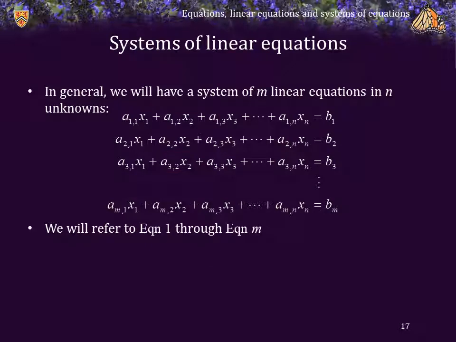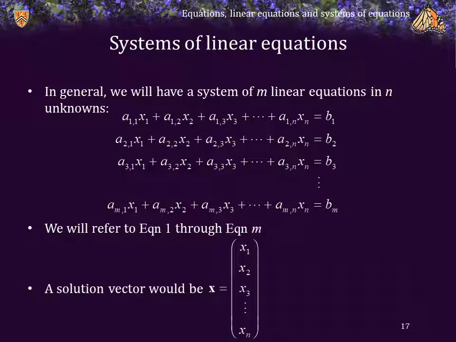Now, we will have to refer to the individual equations, and we will do so with the abbreviations EQN1 and EQNM. However, we will of course always refer to these as equation 1 through equation m. A solution vector will be of the form x1 through xn. And so as you can see, this is going to be a vector in R to the n.